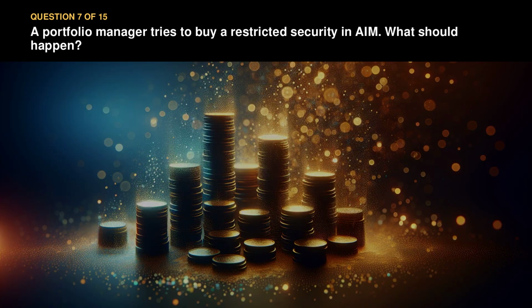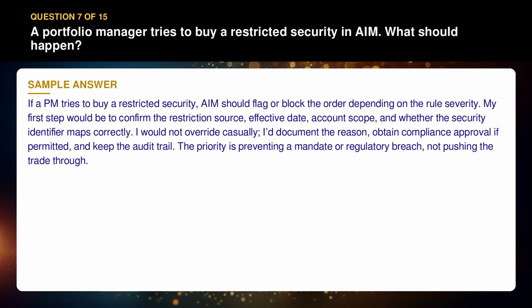Question 7. A portfolio manager tries to buy a restricted security in AIM. What should happen? If a PM tries to buy a restricted security, AIM should flag or block the order, depending on the rule severity. My first step would be to confirm the restriction source, effective date, account scope, and whether the security identifier maps correctly. I would not override casually. I'd document the reason, obtain compliance approval if permitted, and keep the audit trail. The priority is preventing a mandate or regulatory breach, not pushing the trade through.